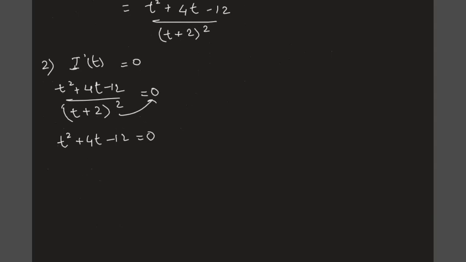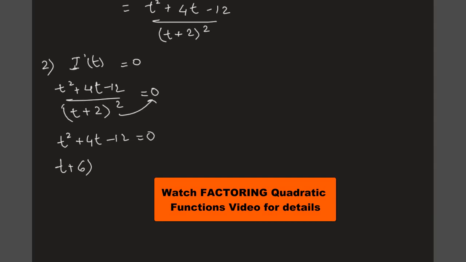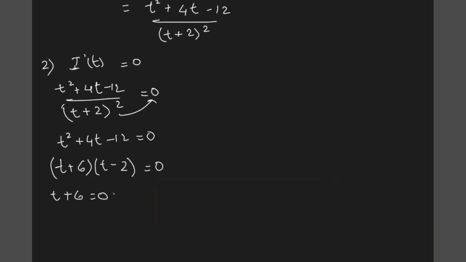Since this is a quadratic equation, I can factor it if factoring is possible. Since factoring is possible in this case, I'm going to factor this, and this is what I get as factors. All I have to do is put each factor equal to 0 and solve for my critical numbers. So my critical numbers are t equal to -6 and t equal to 2.